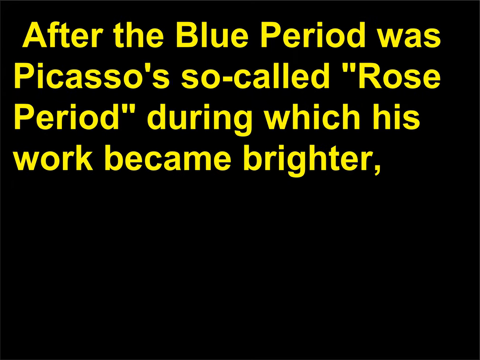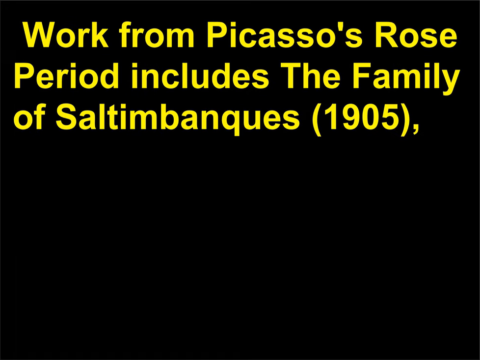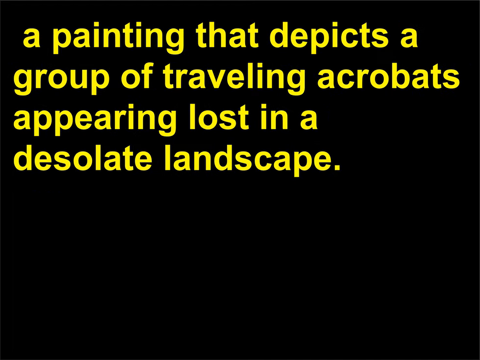After the Blue Period was Picasso's so-called Rose Period, during which his work became brighter, more delicate, and more varied in color. Work from Picasso's Rose Period includes The Family of Saltimbanks, 1905, a painting that depicts a group of traveling acrobats appearing lost in a desolate landscape.